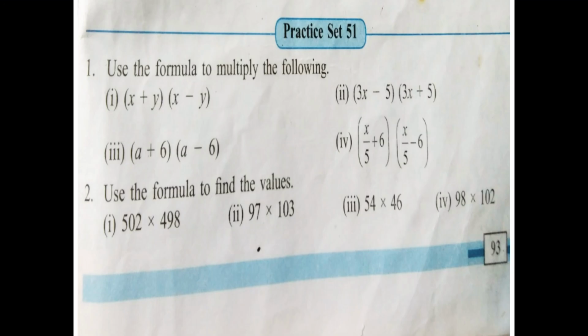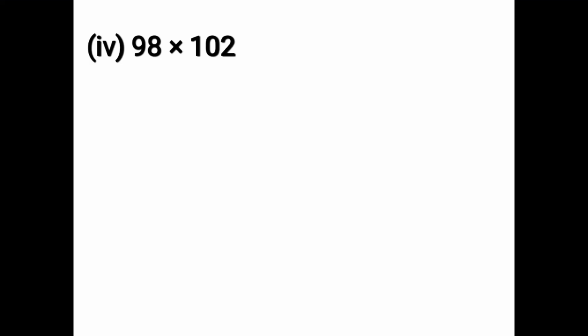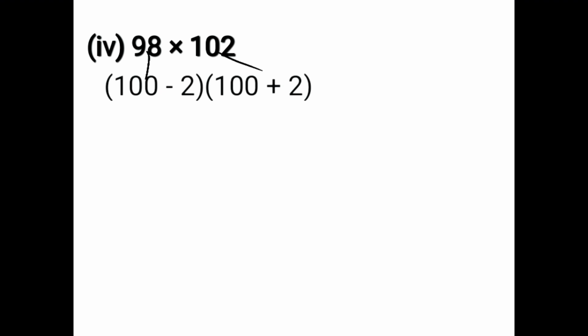Now the last sum is remaining. 98 into 102. 100 minus 2, 100 plus 2. Here also the first one is coming in subtraction expansion form and the second one is coming in addition expansion form. You have to always look at the number in the unit place when you are writing the expansion form of a plus b, a minus b.